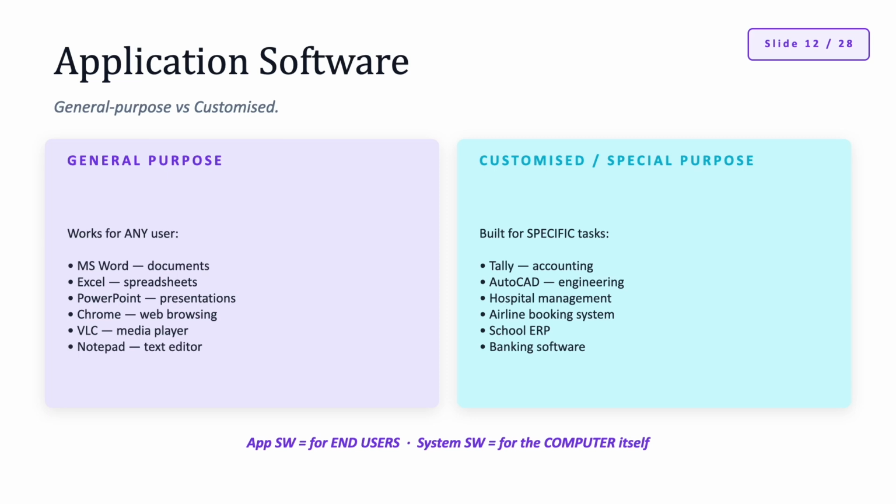The key exam point: application software is designed for end users to perform specific tasks, while system software is designed for the computer to manage itself.